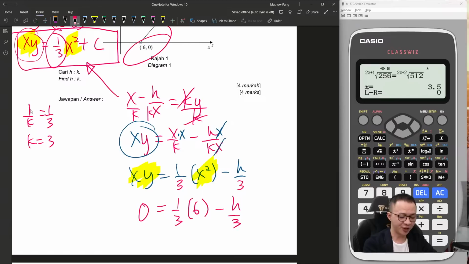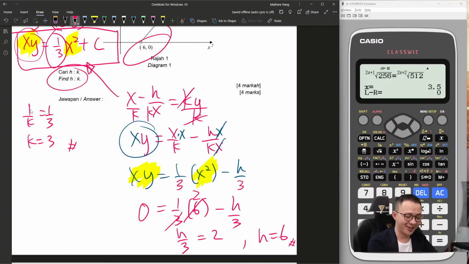Minus h over 3. Then I cut, this is 2. So h over 3 equals 2. Then my h equals 6. Done. I got the k, I got the h. Oh, not yet done. They want the ratio. Do you see they want the ratio? h ratio k, 6 ratio 3, simplified, then you will get 2 ratio 1.